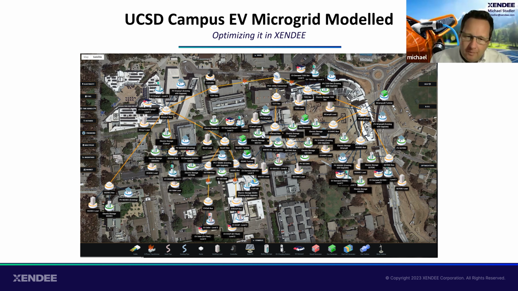Welcome to this webinar in which I will show you how to build a multi-node microgrid EV infrastructure project for the UC San Diego campus. And on your screen, you see the high-level schematics of the system. It's a very distributed system. You can see here with the orange lines, the cables.